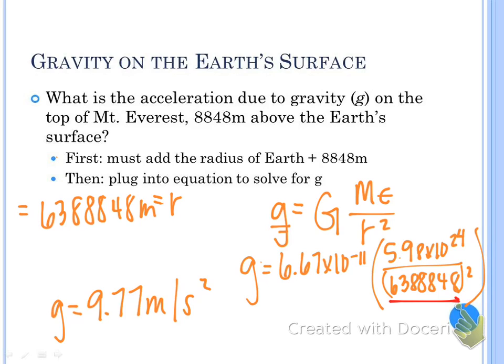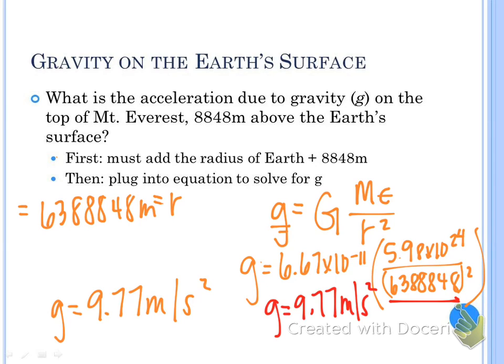If algebraically you didn't quite get that, we're going to start down here on the bottom. Take 6.388848 and square that. Then 5.98 times 10 to the 24th divided by that answer, and take that answer times 6.67 times 10 to the negative 11th. You can do it all in 3 steps in your calculator, and it's going to give you a g value of 9.77 meters per second squared.